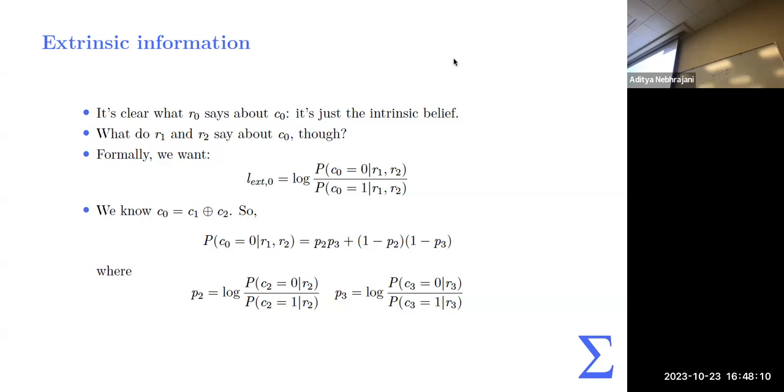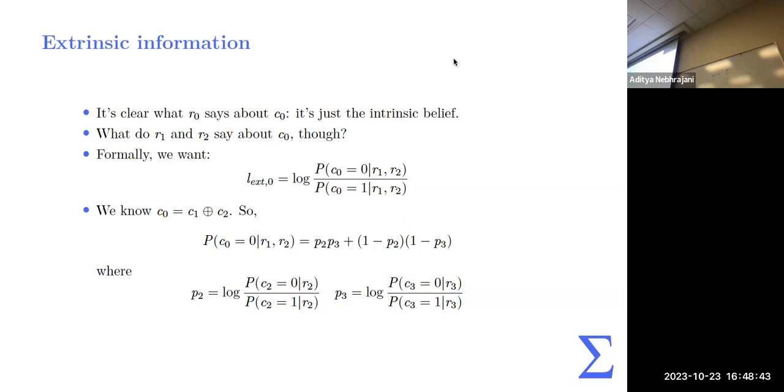But anyway, so the probability that C0 is 0 given R1 and R2 is what? If this is 0, that means C1 and C2 are both 1 or they were both 0. This is how XOR works, right? So that means where P2 is like this intrinsic log likelihood ratio, you multiply those out, where that's the probability that it's 0, there's a probability they're both 0, there's a probability they're both 1, right? And this captures this information.